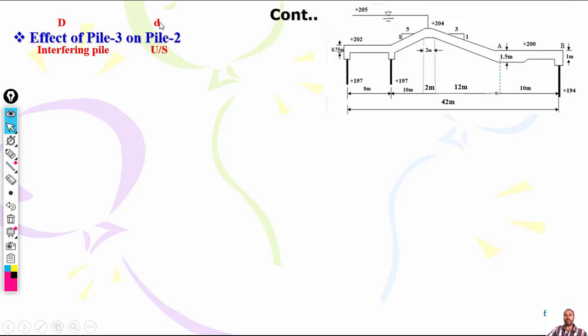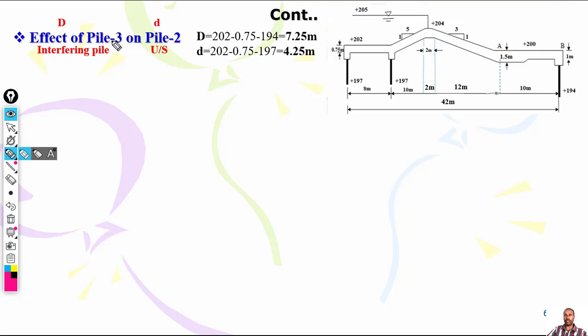So this is just designating capital D and small d: the interfering pile, and the pile to be influenced, which is just pile 2. The flow is in this direction, but you are going in this direction. So capital D is just the depth of this pile from this floor, which is the floor of 2, below this one. 0.75 minus 194 you have to consider. So just the effect of pile 3 on 2.